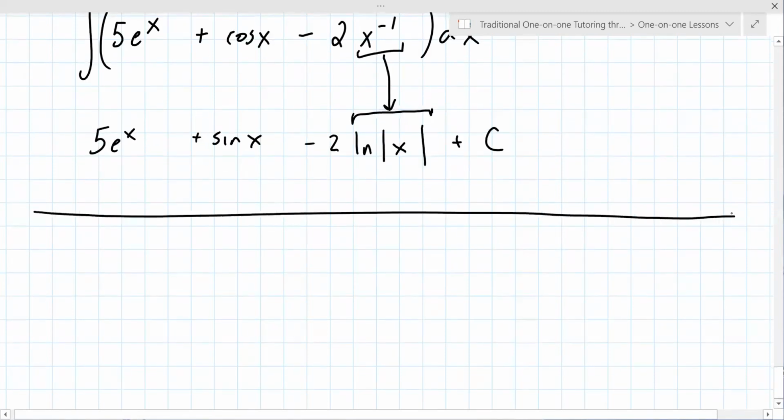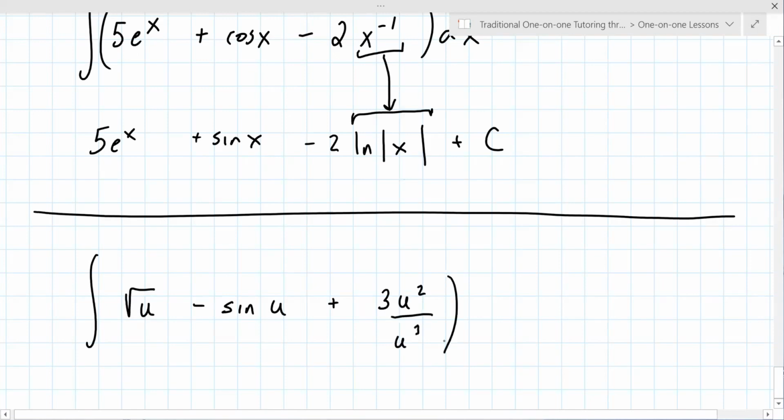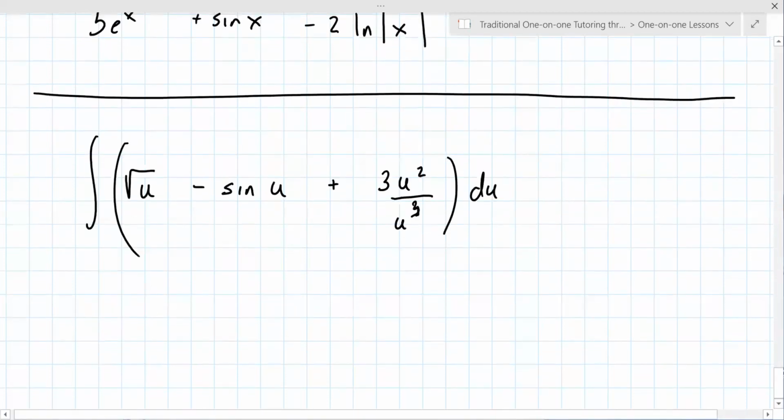All right, so let's do a couple more here. Let's say it's the integral of square root of u minus sine u plus 3u squared over u cubed du. So this is going to be u to the 1/2 power. You're just rewriting it.